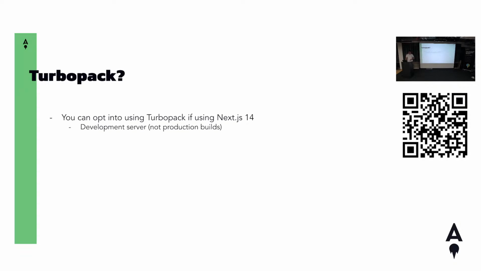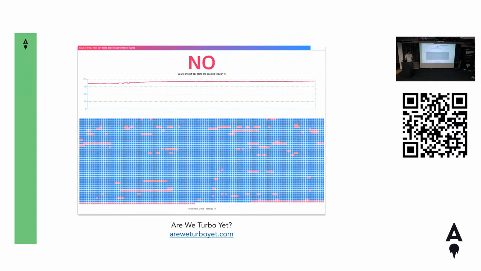It's going to use it for its development server, so not for production builds. And it's still considered beta for this purpose. And it's going to be considered stable when it passes 100% of next dev tests. What does that mean? Well, you can actually track the progress on areweturboyet.com, where they have like their 5,900 dev tests, which the tool has to pass in order to be considered stable. And yeah, the guys are getting there, but it might take a few weeks or months before it's ready.